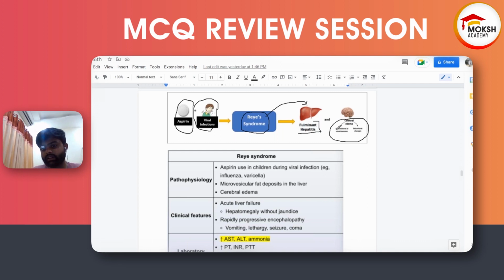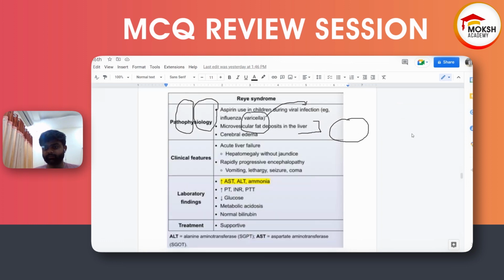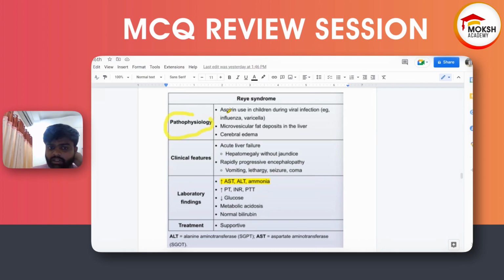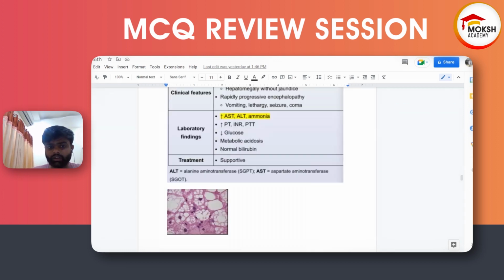cerebral edema, that is altered level of consciousness and behavioral changes. You can see in this table the pathophysiology of Reye syndrome: when we give aspirin to children during any viral infection, such as influenza or varicella, it causes them to have microvesicular fat deposition in the liver. Remember, whenever we give aspirin, there is an image for that.